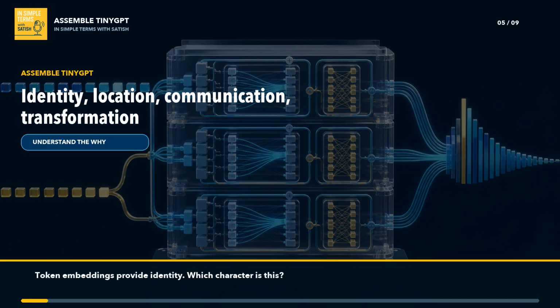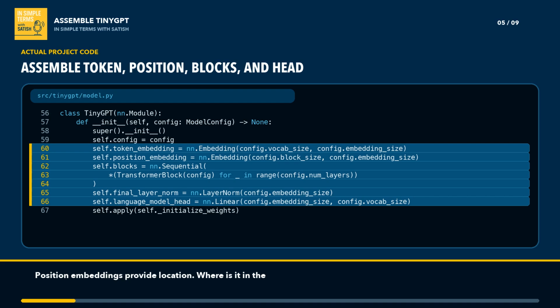Token embeddings provide identity. Which character is this? Position embeddings provide location. Where is it in the context window? We add those representations, then pass them through 3 transformer blocks.